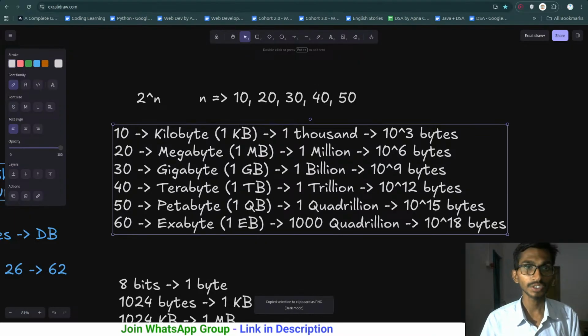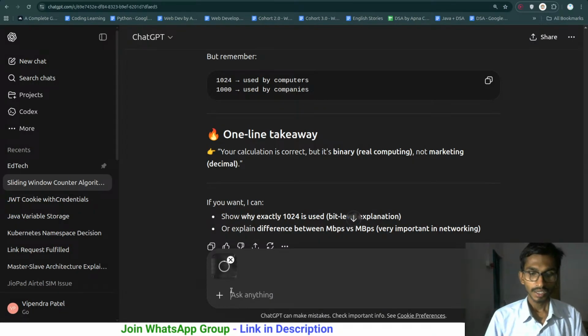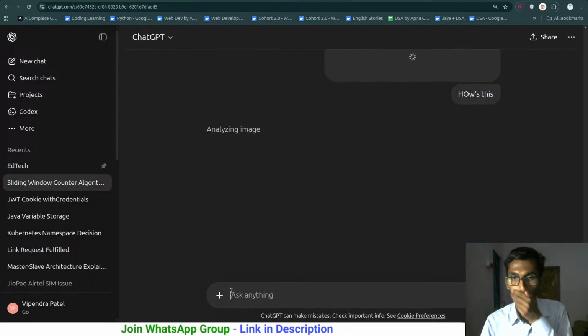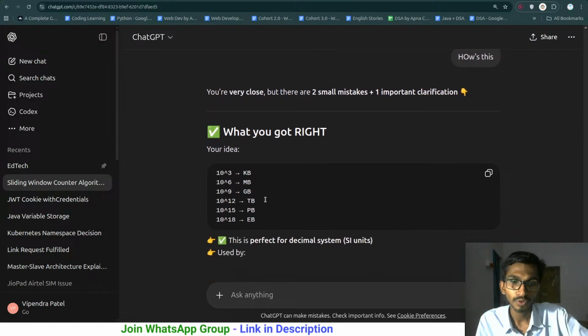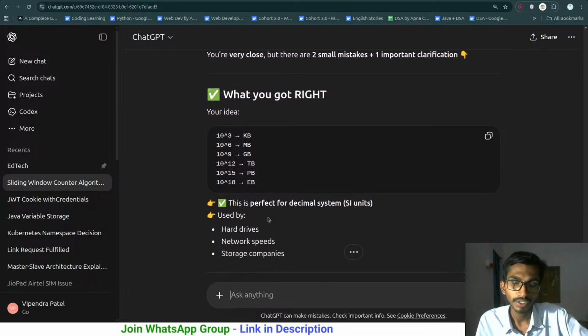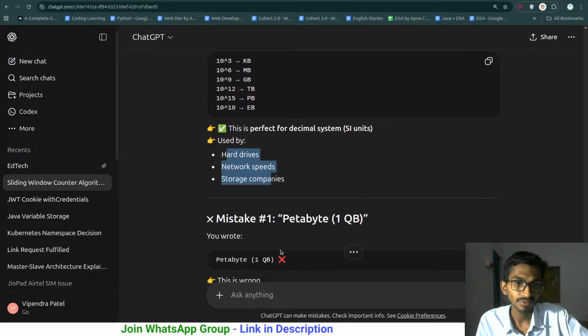Copy it as PNG and now give it to ChatGPT. How's this? But two small improvements. Okay, 10 to the power 3, 6, 9, 12. This is perfect for decimal units. Hard drives, and we are talking about hard drives only.